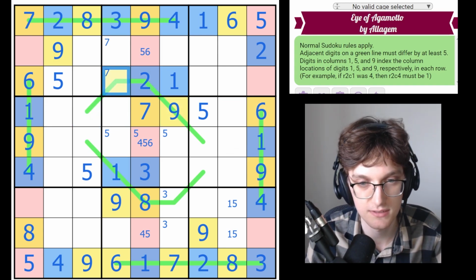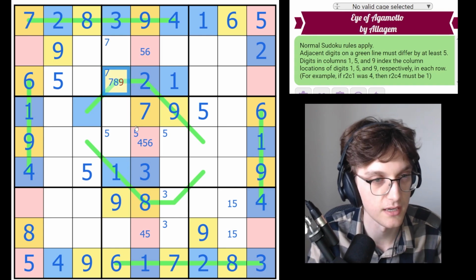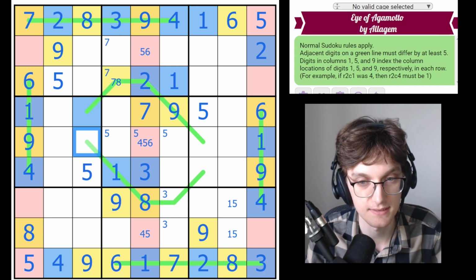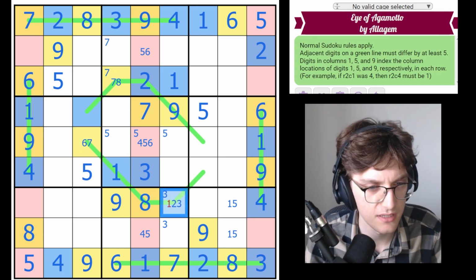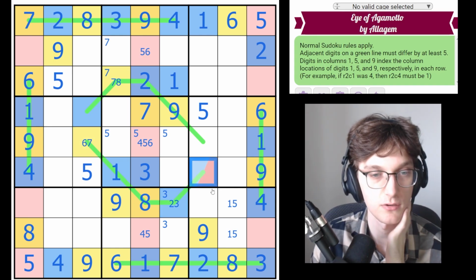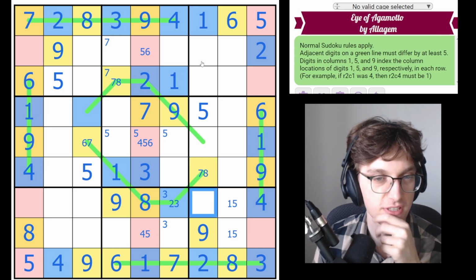We know these colors, which makes this 7, 8, or 9. We know it can't be 9. This is 6, 7, 8, or 9, this one. And it can't be 8, 9. 1, 2, or 3 down here. Can't be 1. 7, 8, or 9 here. Can't be 9. We're definitely getting somewhere.